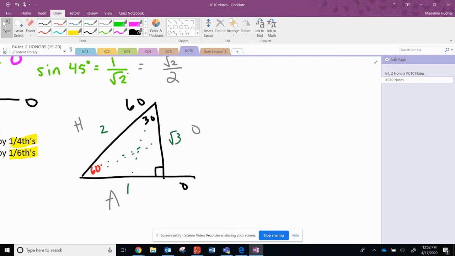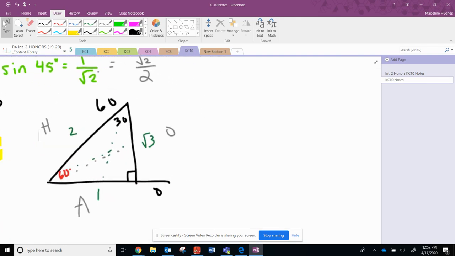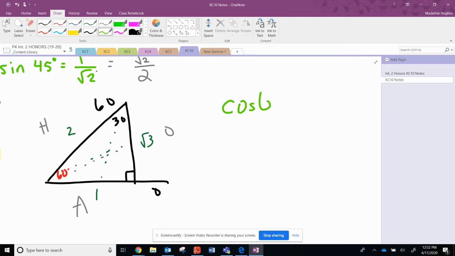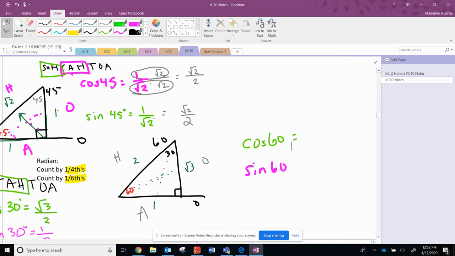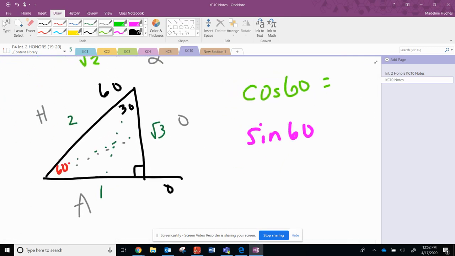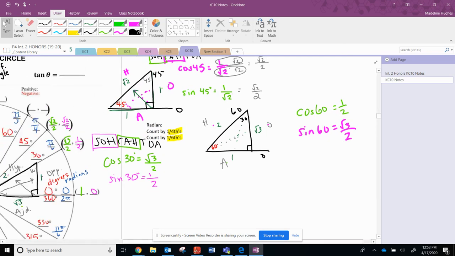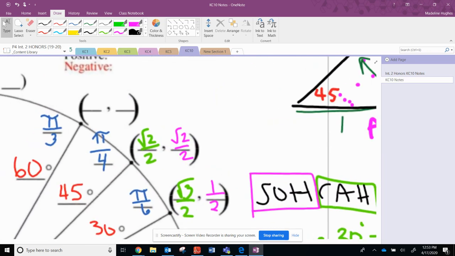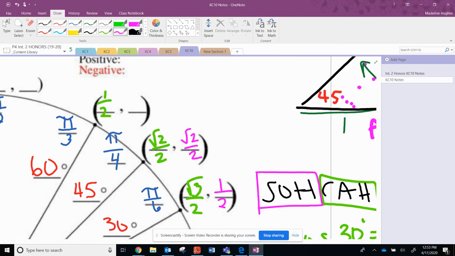So again, I'm going to find the cosine of 60 degrees and the sine of 60 degrees. Cosine is, in SOHCAHTOA, the A over the H. So my A is 1, my H is 2. The sine of 60 degrees is O, which is square root of 3, over H, which is 2. Those are okay just like that. No radicals in the denominator, so I will copy those right over here. Cosine of 60 is 1/2. And I just found the sine of 60 was square root of 3 over 2.